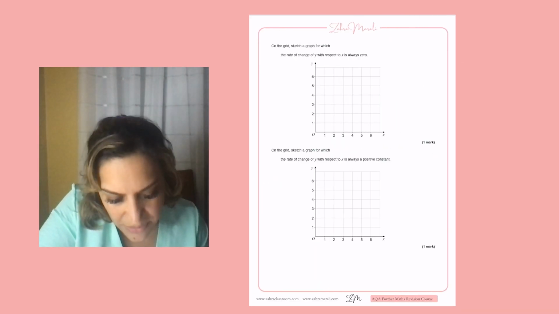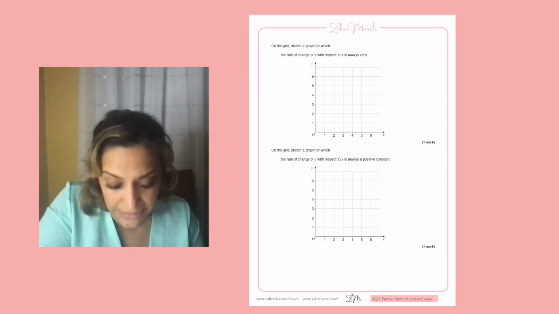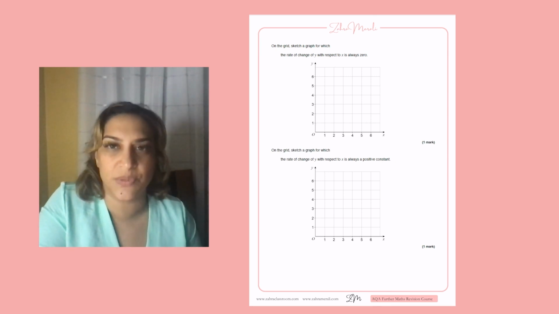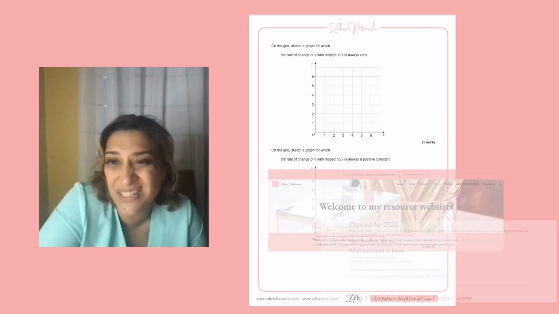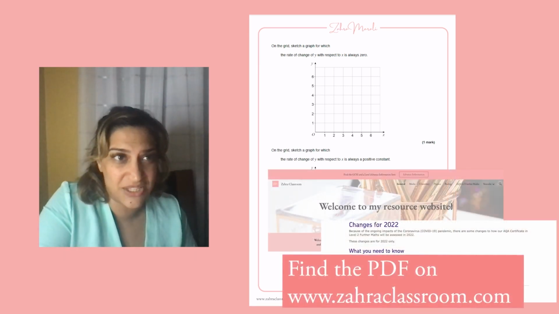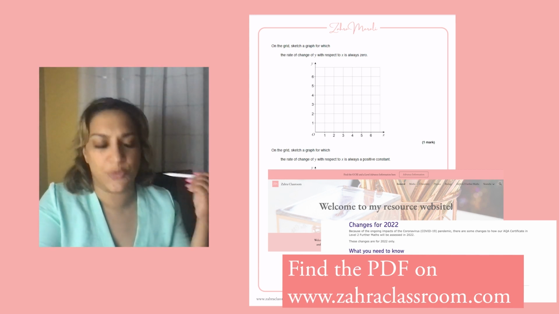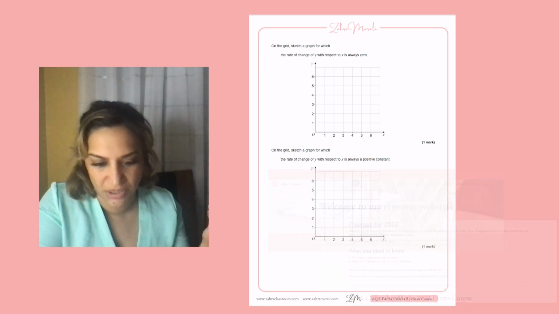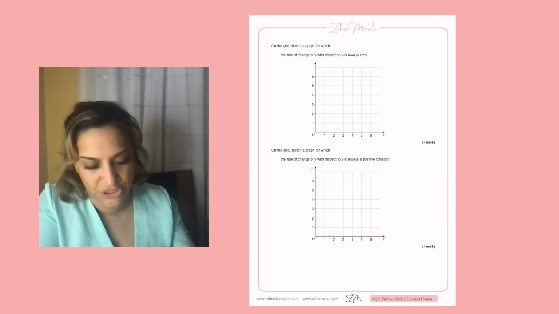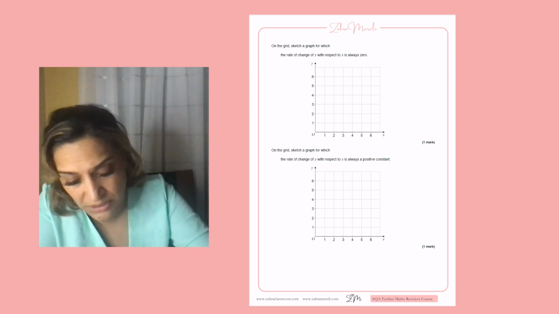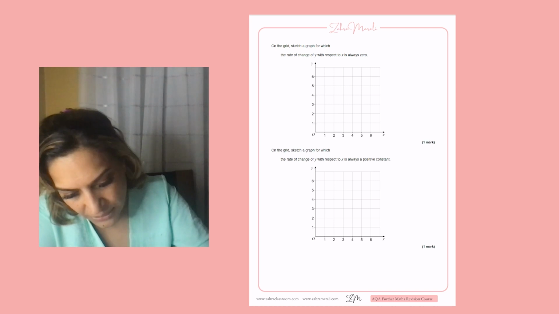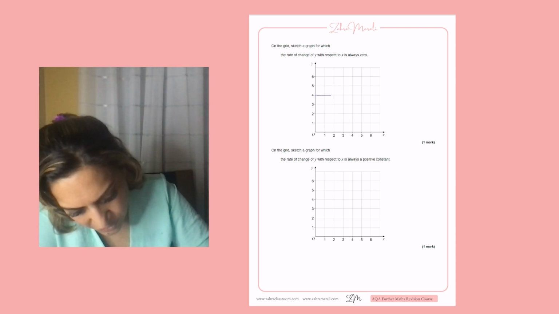So we've got a grid, we've got to sketch a graph. A rate of change of y with respect to x is always 0. So essentially, when is a gradient 0? That's going to happen when you just get a horizontal straight line. So as you change the x coordinate, the y coordinate doesn't change. So we end up with a horizontal straight line.